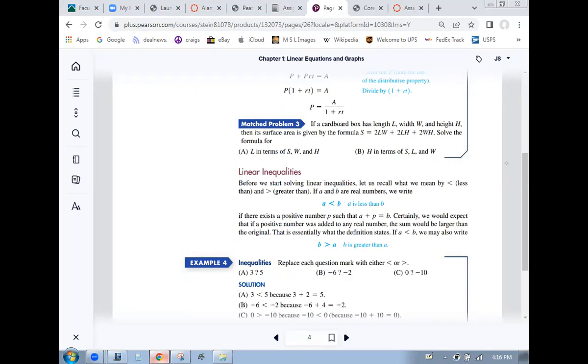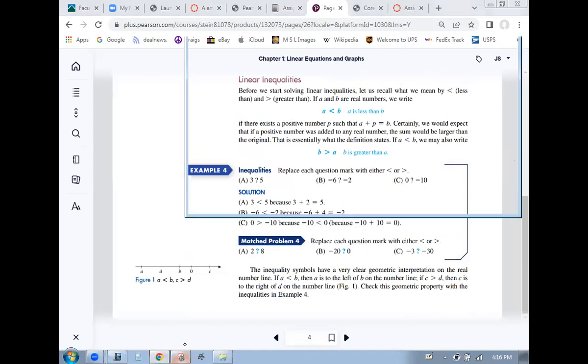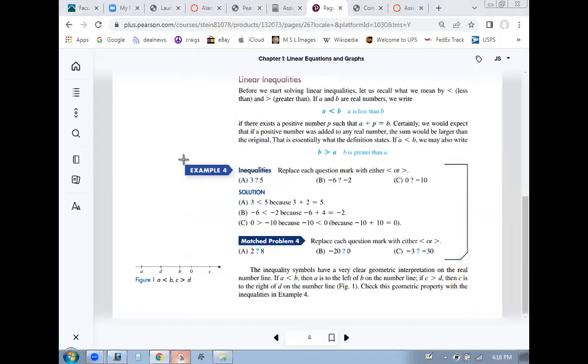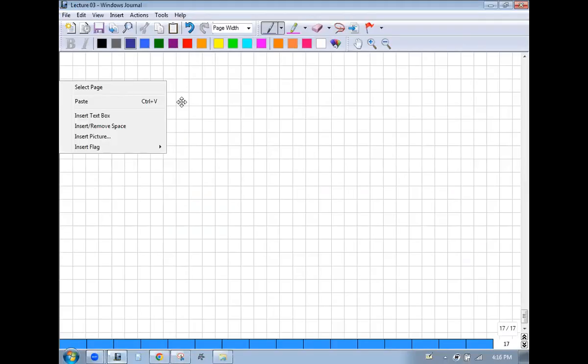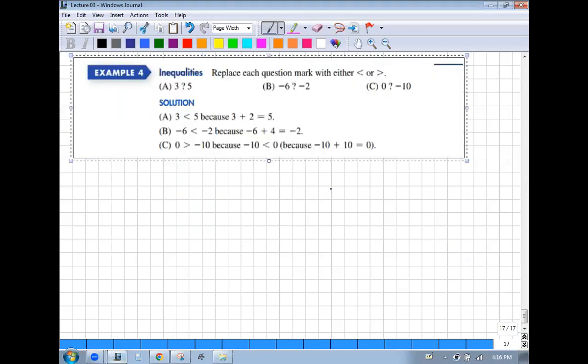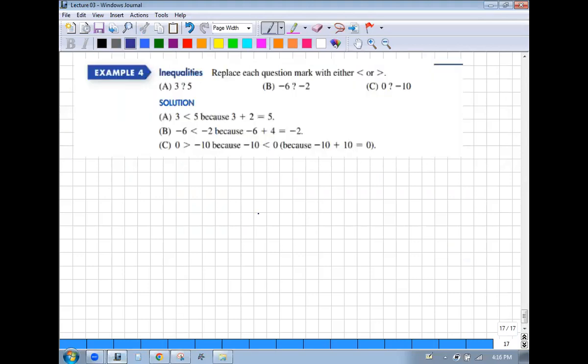All right. Inequalities. Right, inequalities suck, but we can do it. Replace each question mark with either less than or greater than. Okay, well, this isn't hard, right? So A here, 3 is less than 5. Remember your symbols, think of the number line, right? This is greater than, this is less than, right? This points to the small stuff. This points to the big stuff, right? So 3 is less than 5.